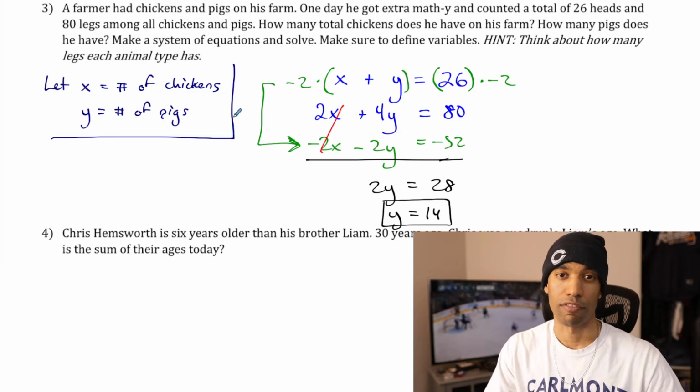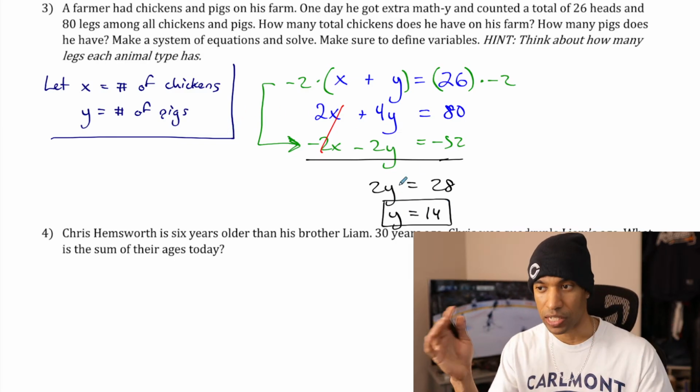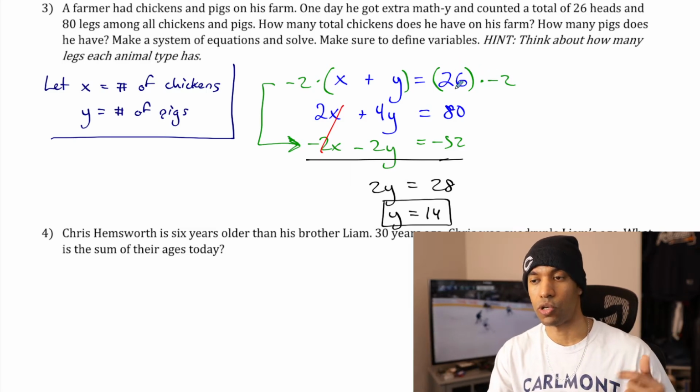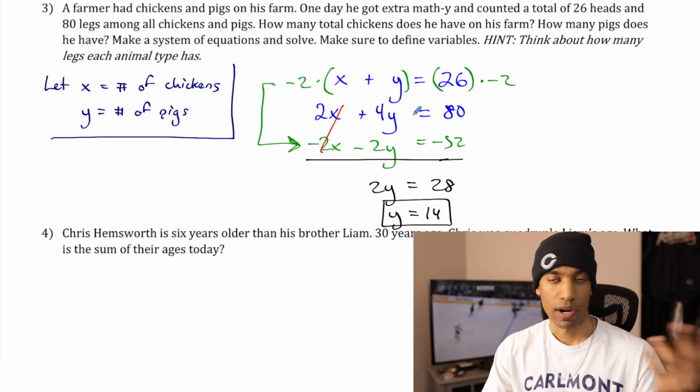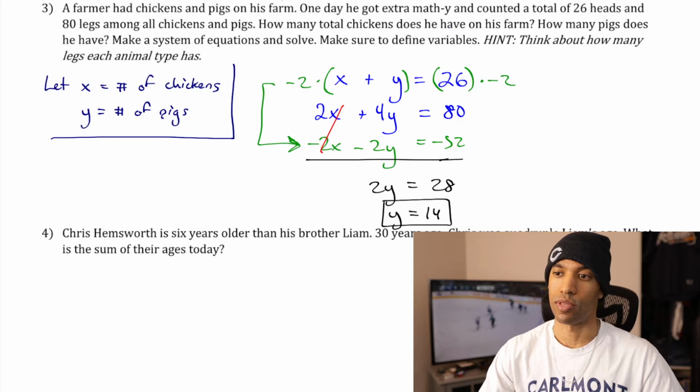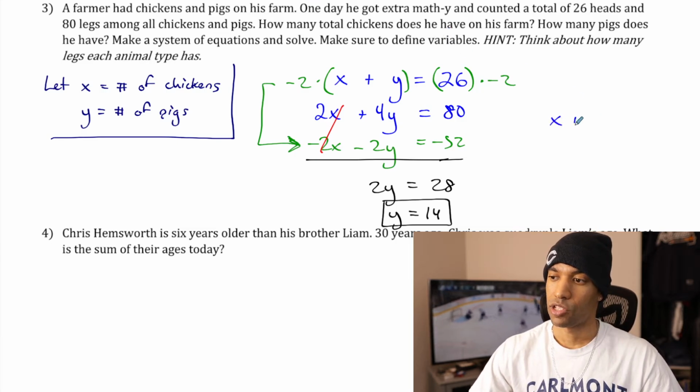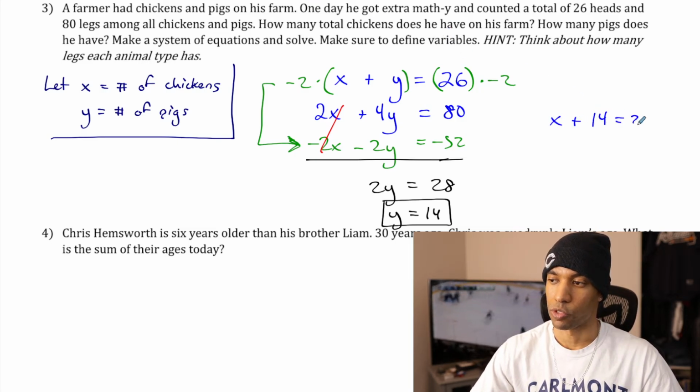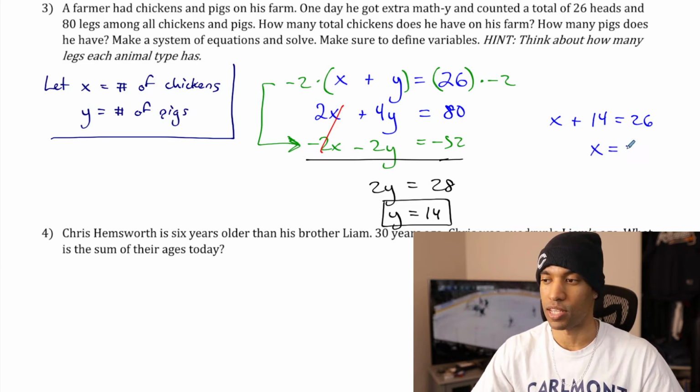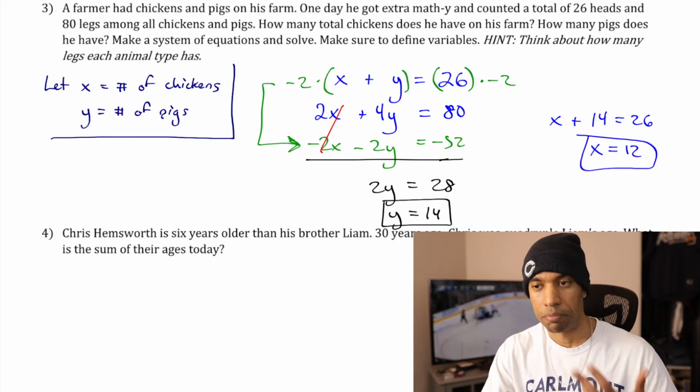How many chickens are there on the farm? 14 pigs is also 14 heads. 26 heads total. That leaves room for 12 more heads, 26 minus 14. So to do that work, that would be x plus, substitute, 14 equals 26. Subtract 14 from both sides. x equals 12. Now we're not done.